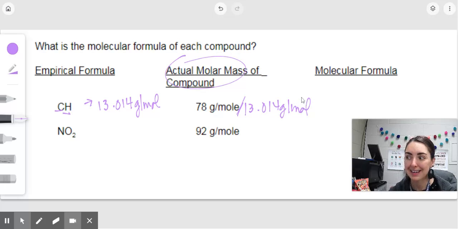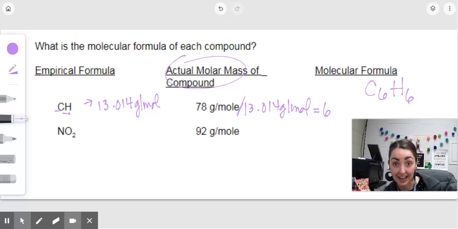Okay, so 5.99 is 6. If it's a 0.99, round it up to the whole number. So that equals 6. So that means when I write my molecular formula, it's going to be 6 times this. So instead of being C1H1, it's C6H6. C6H6. So just to recap, I added up the molar mass of the empirical formula, divided the molar mass of the molecule by it, and multiplied by that factor.